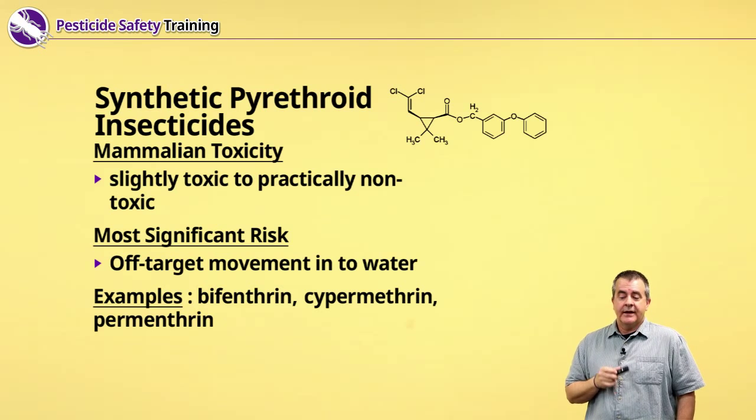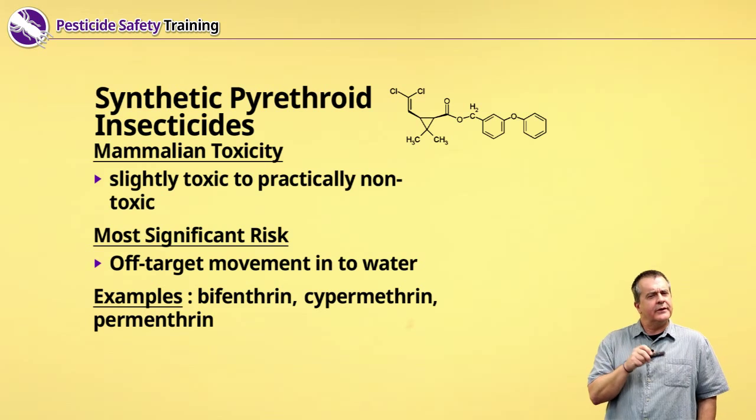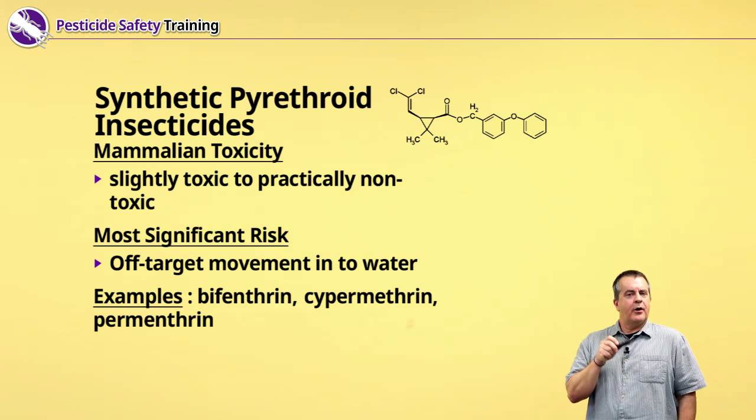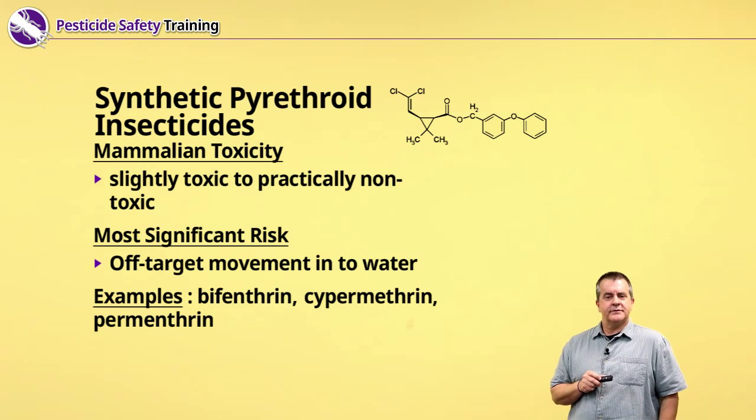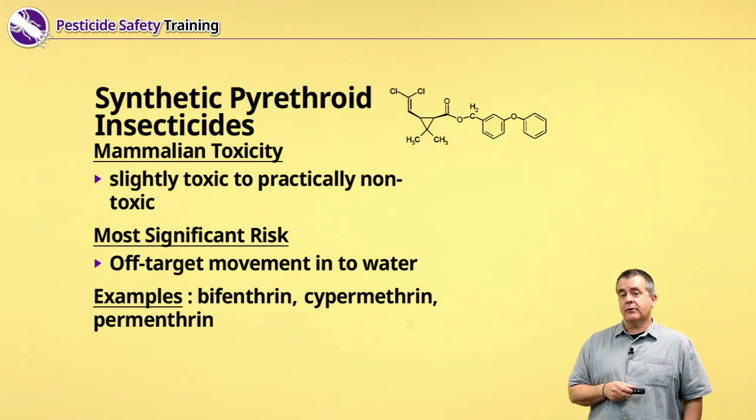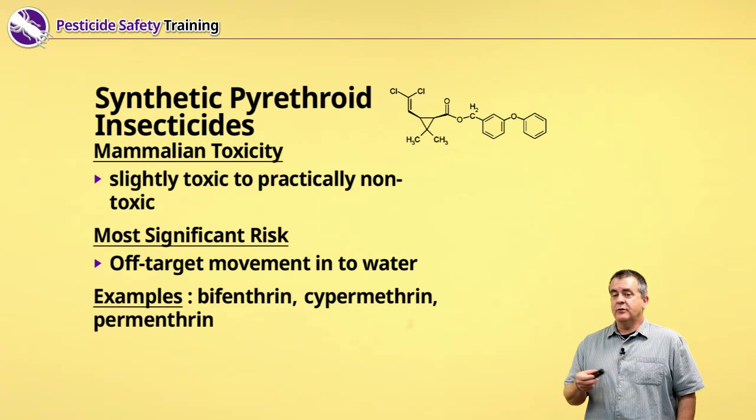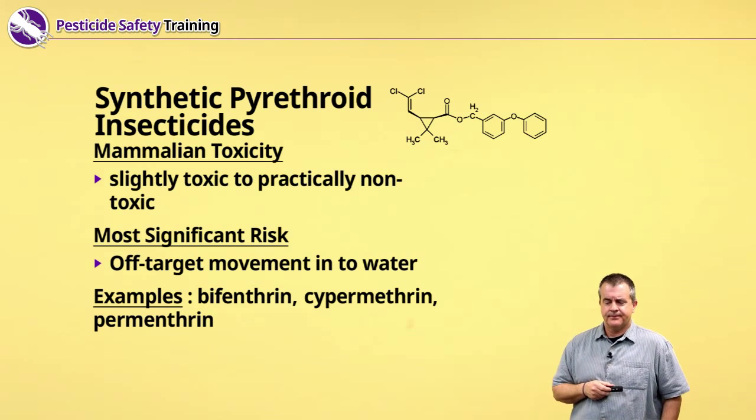Mammalian toxicity is anywhere from slightly toxic down to practically non-toxic. So these compounds are still really good insecticides, but they're not potent poisons for most vertebrates. Most significant risks: off-target movement into water. These compounds used in landscape settings or agricultural settings can move into water. In fact, monitoring for them over the last few decades has shown some of these compounds showing up in urban waterways or other waterways on a regular basis. So they're used enough, and in a manner, where they're getting into non-target waterways.